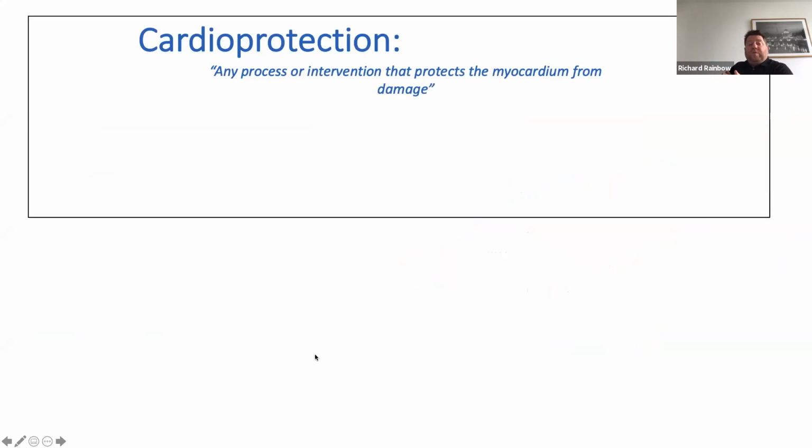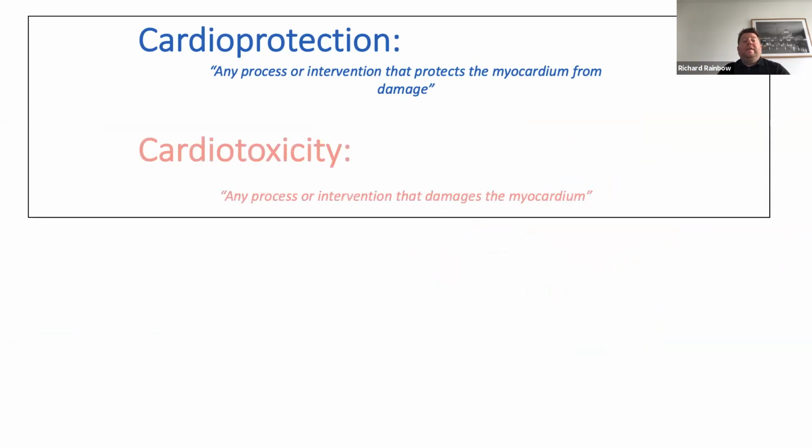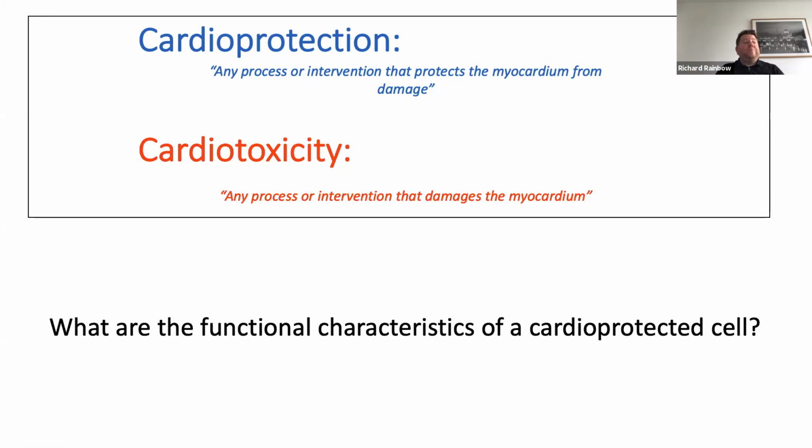So just to summarize where I've got to so far, cardioprotection is really any process or intervention that protects the myocardium from damage. Now, the opposite of that is obviously cardiotoxicity, any process or intervention that damages the myocardium. And in our lab, we're really interested in both of these aspects. So what is it that protects the heart? What is it that causes the heart damage? So what we really need to know to understand that is what are the functional characteristics of a cardioprotected cell. What is it about a ventricular myocyte that makes it protected?